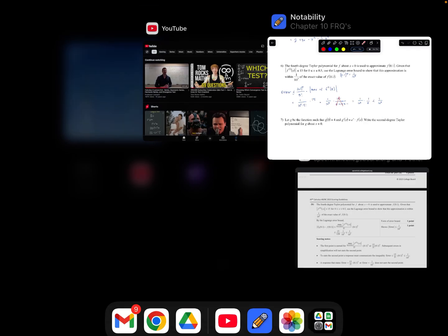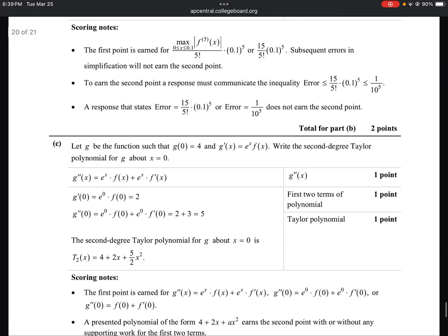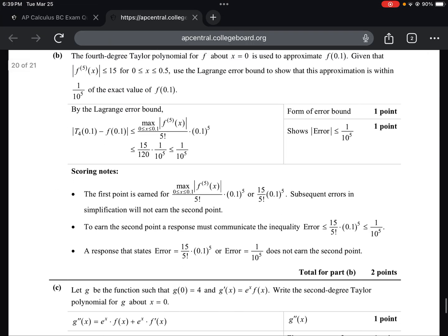All right, let's see what we need to include, though. So this is 2 points. The first point is earned for basically what I just wrote down. Subsequent errors in simplification will not earn the second point. So, yeah, what I had right there was perfect to use. To earn the second point, a response must communicate the inequality is less than 1 over 10 to the fifth.